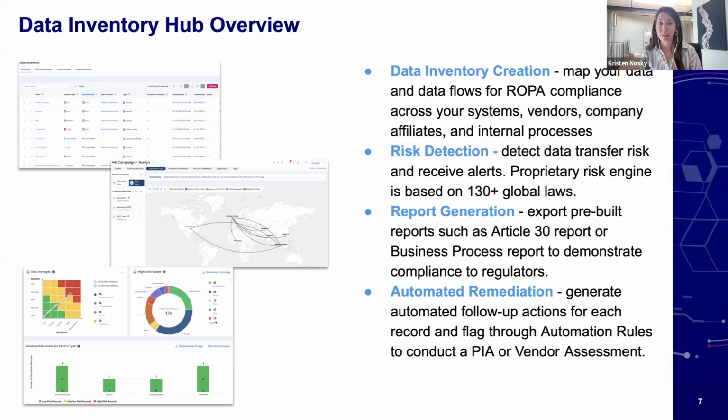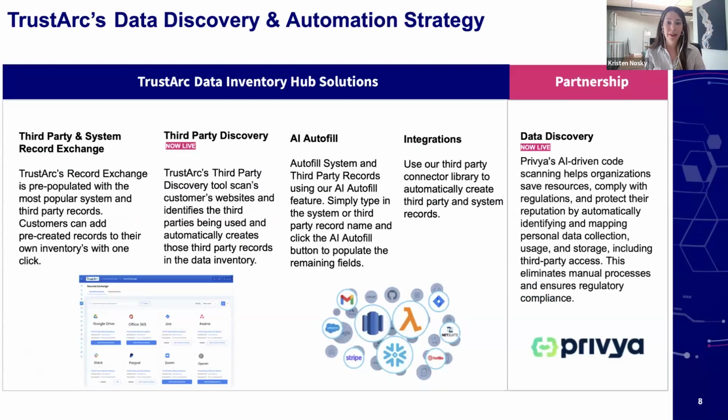So as Val mentioned, originally he started off in spreadsheets. And a lot of customers over the last, I would say, 5 to 10 years have transitioned from spreadsheets over to a system like the Data Inventory Hub. And now we're taking it a step further with our integration and automation approach, which I'll go through on the next slide, which showcases how we can automate all of this work for you so that this isn't your full-time job and that you can focus on other areas of your privacy program without having to manually touch all of your data inventory records and business process records.